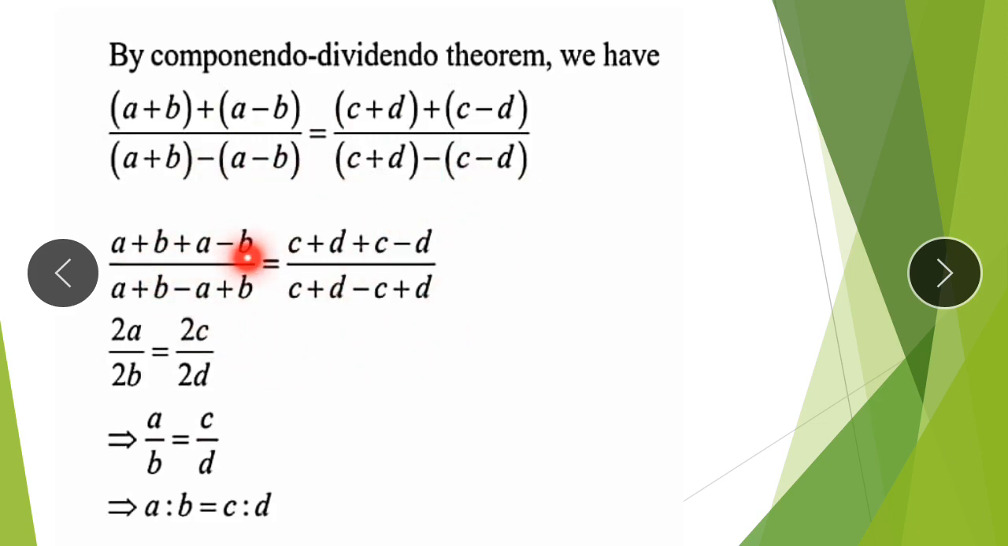Now we can see that b and b will get cancelled. So how many a? 2a. A and a will get cancelled, and how many b's? 2b's. C and c, how many c's? 2c. And d, how many d's? 2d's. And the rest of the values will get cancelled as they are being subtracted. C minus c is 0, d minus d is 0. So here 2 and 2 will get cancelled, and a divided by b is equal to c divided by d. This is the ratio then.